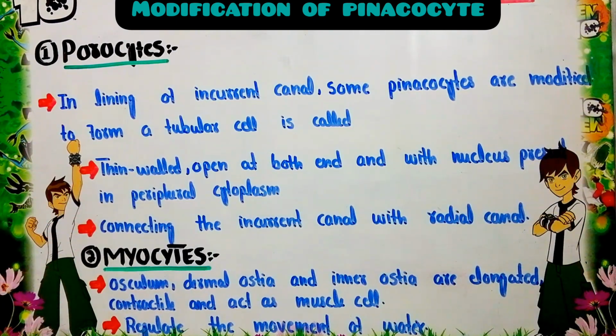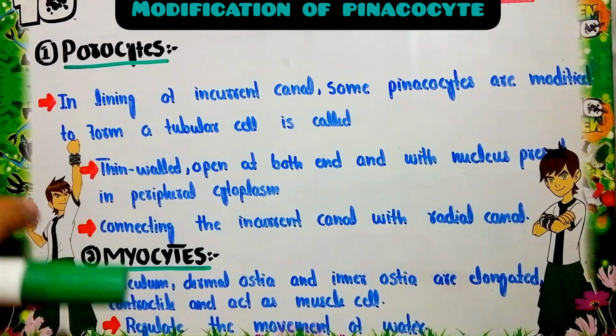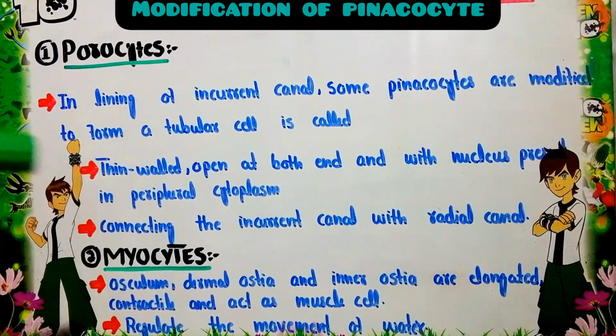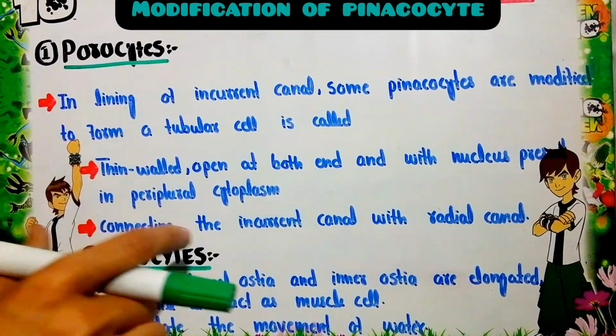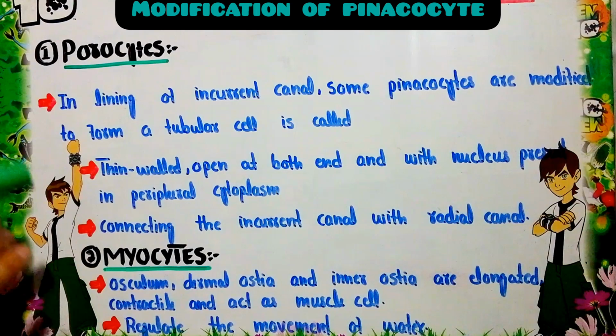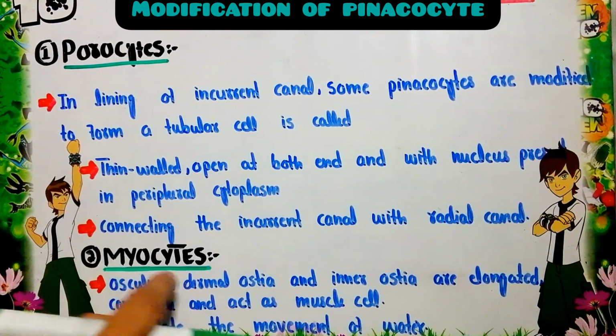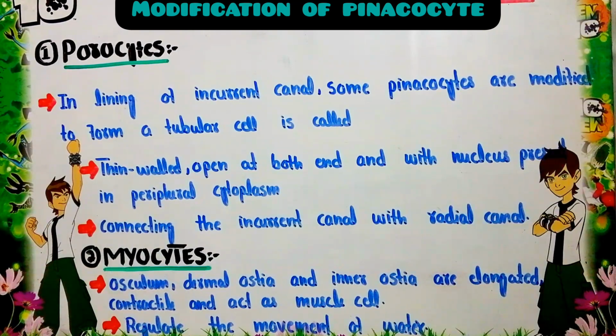Now this small opening is called ostia, while the large opening through which the water leaves the sponge body is called osculum. Mainly at this region the pinacocyte is modified and forms a muscle-like cell, called a myocyte, which is mainly responsible for regulating the movement of water. So this is the function of the myocyte cell. It regulates the movement of water.